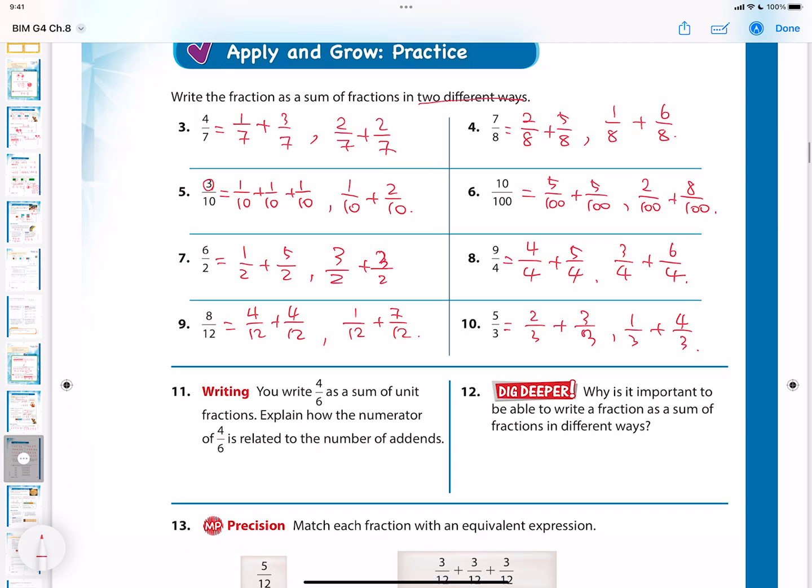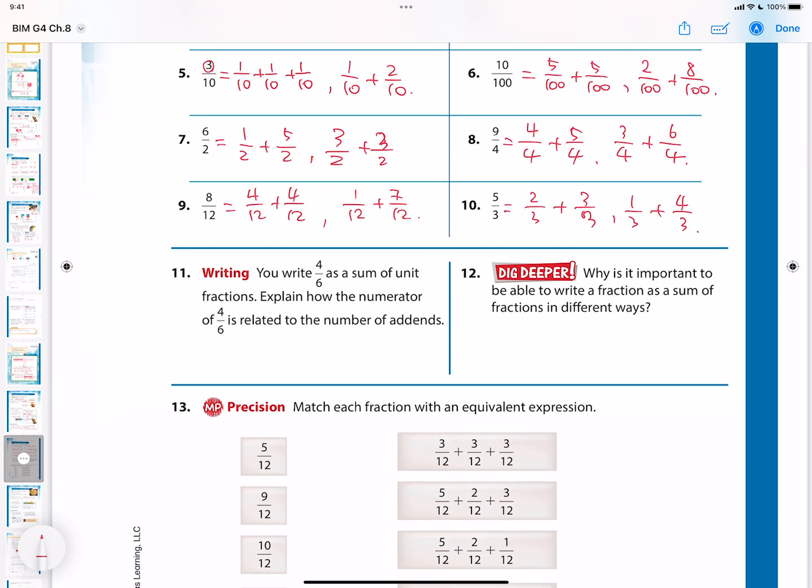Okay, number 11. You write 4 over 6 as a sum of unit fractions. Unit fraction, remember, right? And how many of them are needed in here? 4 of them, right? And explain how the numerator of 4 over 6 is related to the number of addends. Because there are 4 unit fractions in 4/6. That means this numerator represents the number of addends.